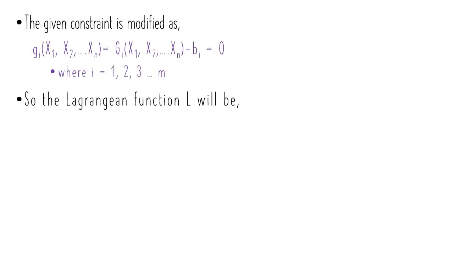Now the constraint can be modified as small gi of x1, x2 up to xn, which is equal to Gi of x1, x2 up to xn minus bi, because what I am doing here is taking all my terms to the left hand side and making the right hand side 0. This is what we call small gi. This is the modified constraint, and now I can use it in my Lagrangian function.